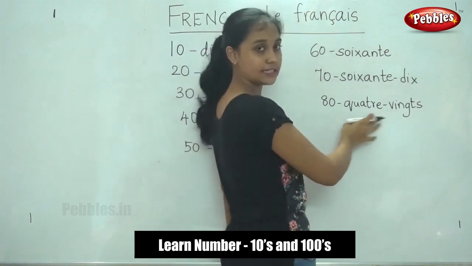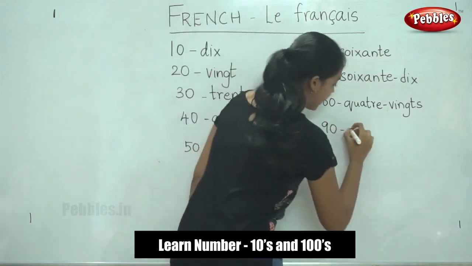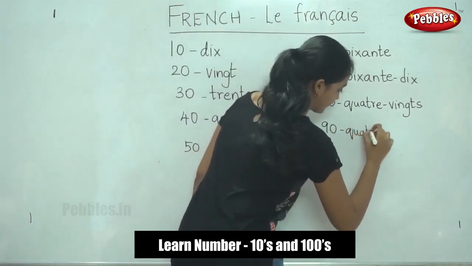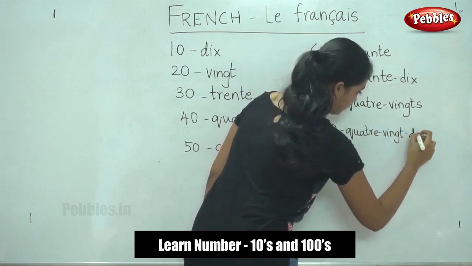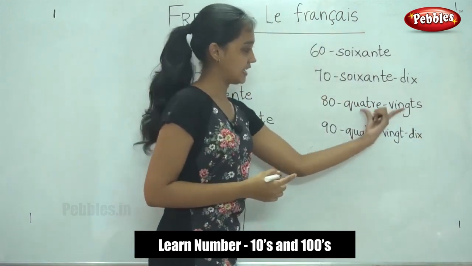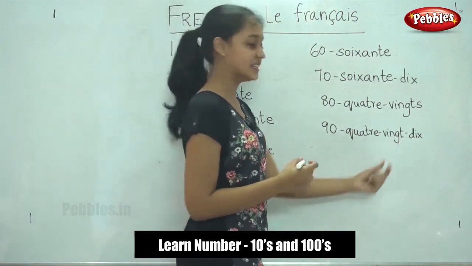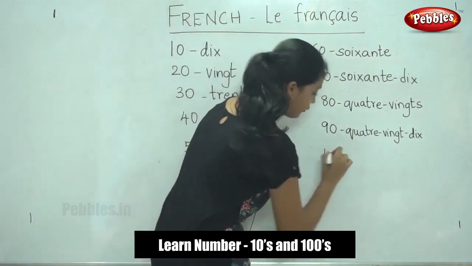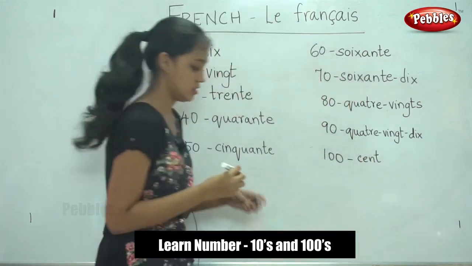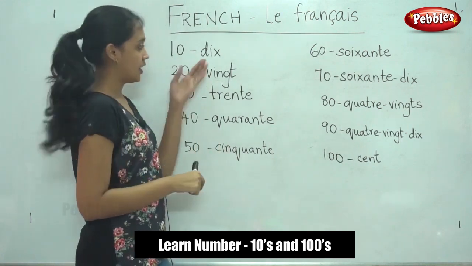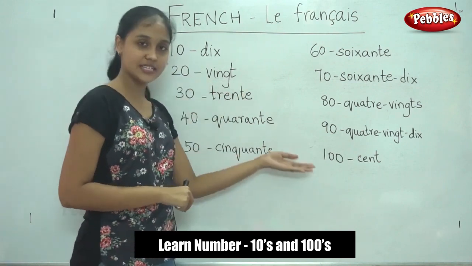80. 4 into 20. For number 90, it was 90. That is 80 and 10. Gave you 90. And finally, for number 100, it was 100. So I hope you remember this. If you learned this along with numbers from 1 to 20, it is very easy to write.